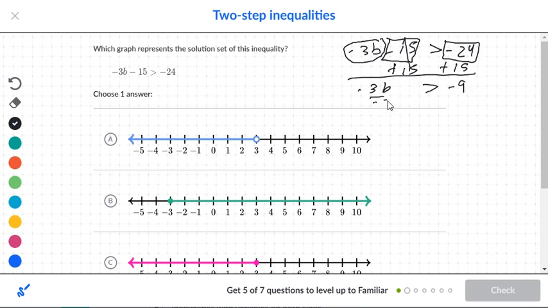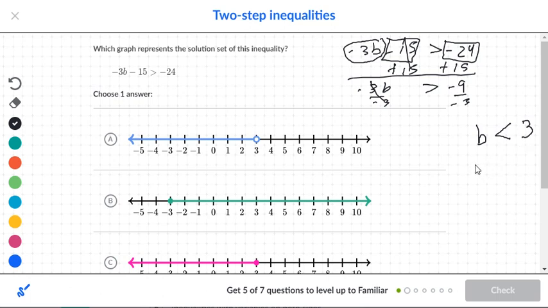Now notice you are dividing by a negative here. The letter is negative. So when you cross this out here, you get b. But you have to turn your sign the other direction. Since the letter was negative, you have to turn your sign the other direction. So now we have 3 is better than b.